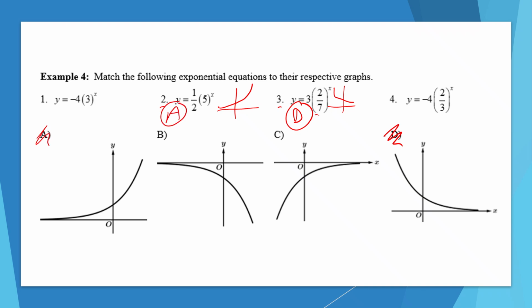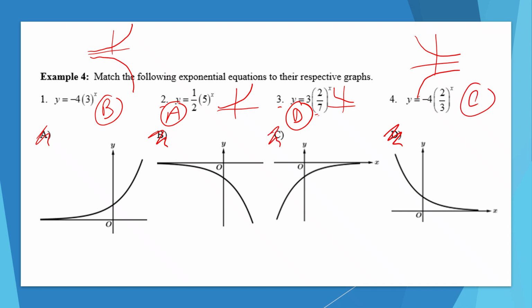Now if we take a look at 1, right? If we ignore the negative sign, this is just 4 times 3 to the power of x, which is exponential growth. But because there is a negative sign, we flip it, and this matches up with b, so 1 should be b there. And then by process of elimination, if we ignore the negative sign, this just becomes exponential decay, and then with that negative 4 out there, you're going to flip it, and this matches up with c, so it does check out. That should be your answer for example number 4.